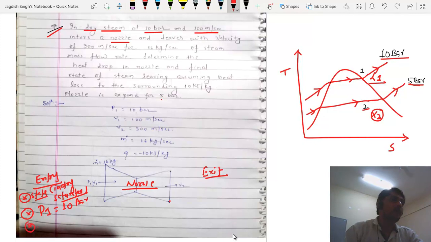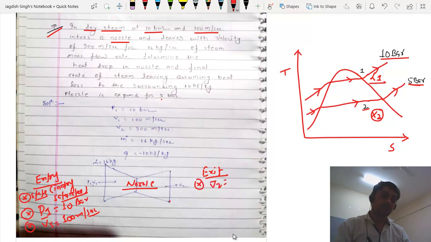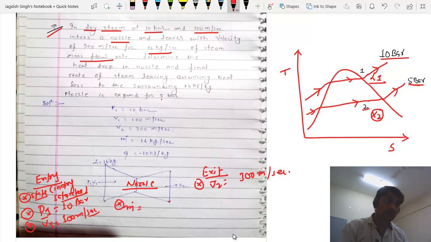The entry of nozzle velocity is 100 meter per second, and it leaves with velocity of 300 meter per second. That means at an exit, the velocity of this steam is 300 meter per second, for 60 kg per second of steam mass flow. That means the mass flow rate of steam is 60 kg per second.